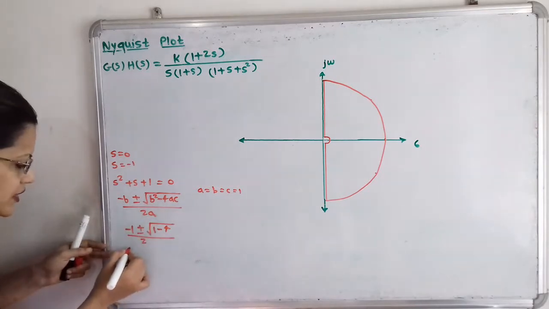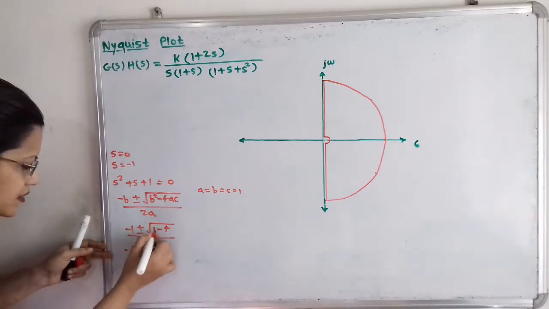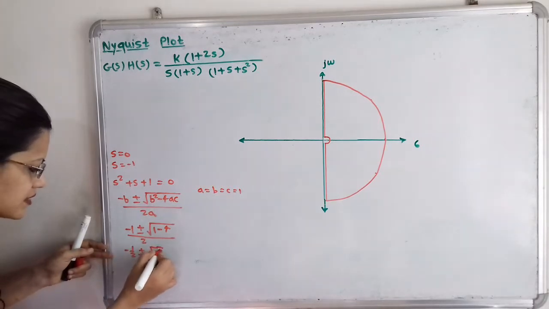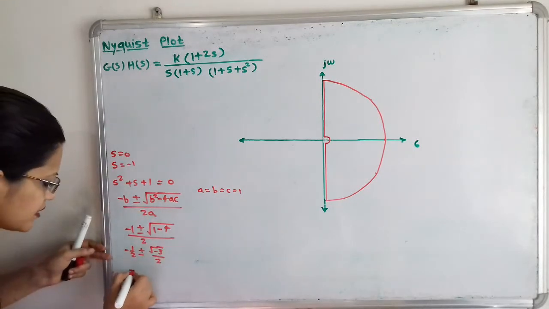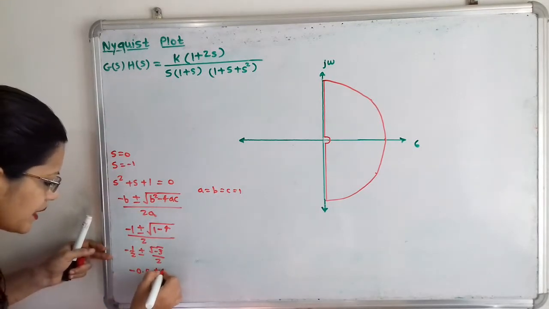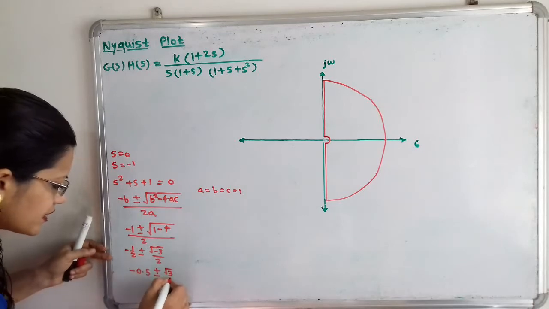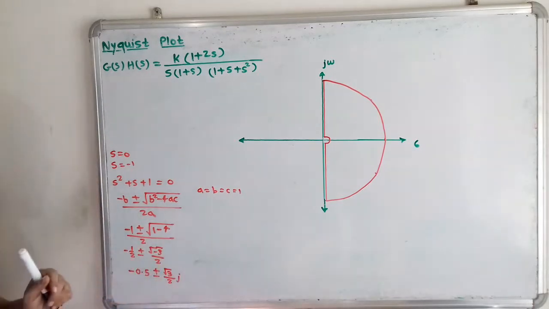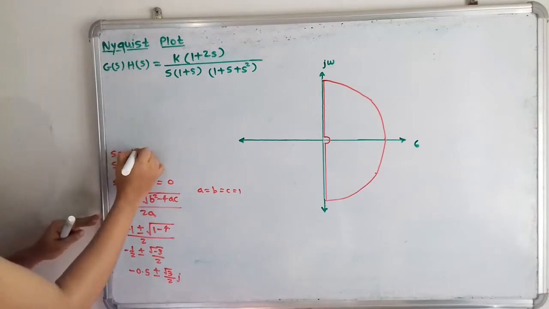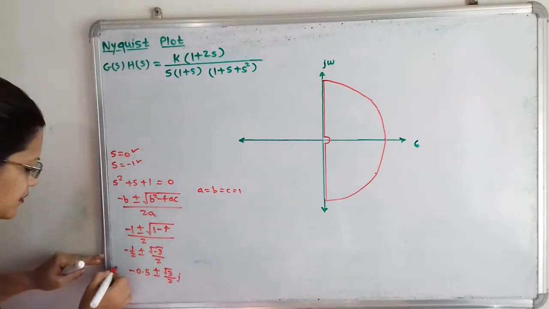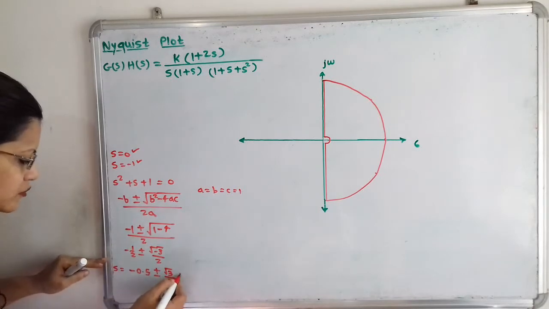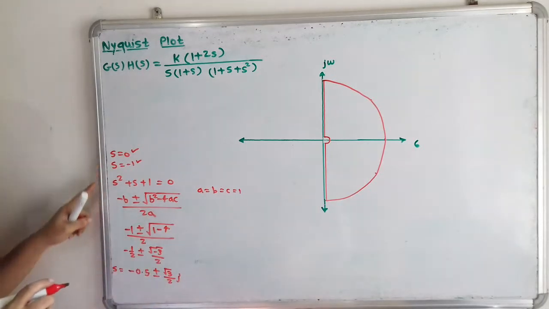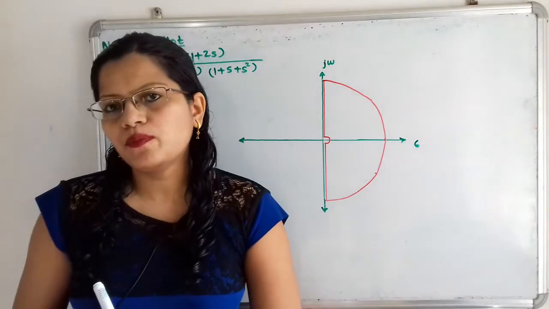So I will again solve this, that is minus half plus minus under root of minus 3 by 2. So minus root minus 1 is nothing but j. So I will write here minus 0.5 plus minus root 3 divided by 2 j. So if we observe, s is equal to 0, s is equal to minus 1, and s is equal to minus 0.5 plus root 3 by 2 j, minus 0.5 minus root 3 by 2 j. So these are the 4 open loop poles.